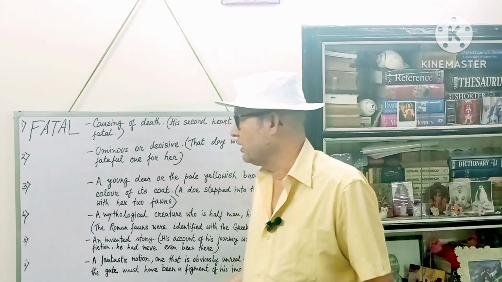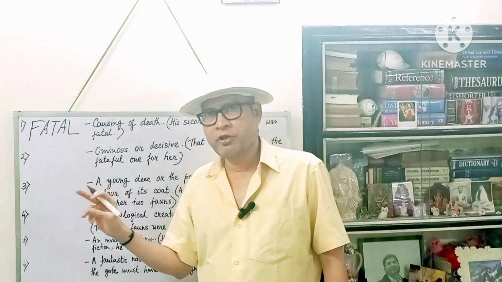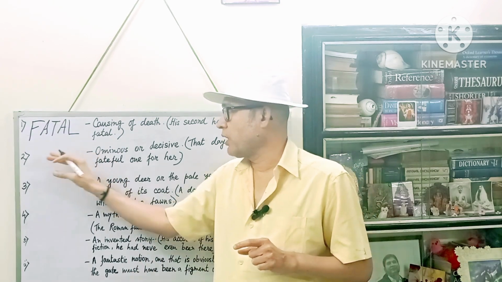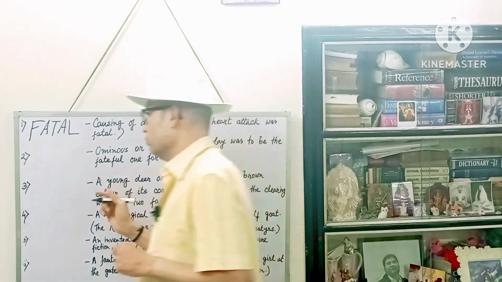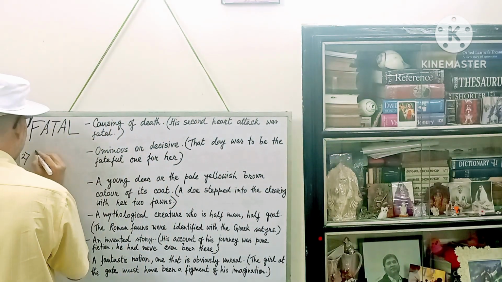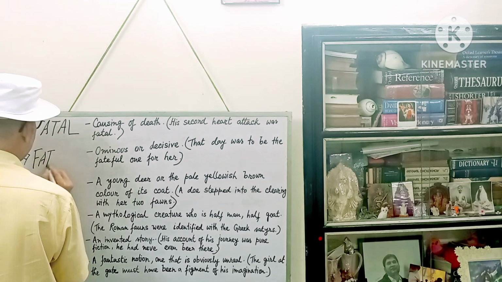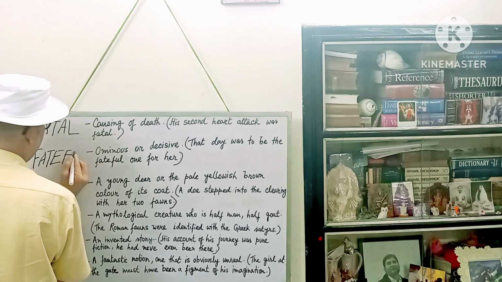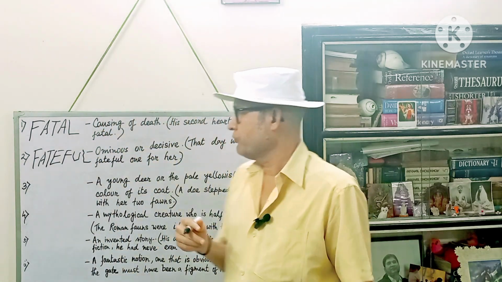Look at number 2. The meaning is ominous or decisive. So what is that word? Here also we have to write an adjective, and the adjective is fateful. F-A-T-E-F-U-L. Fateful.